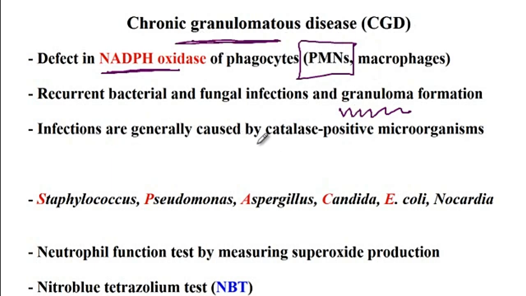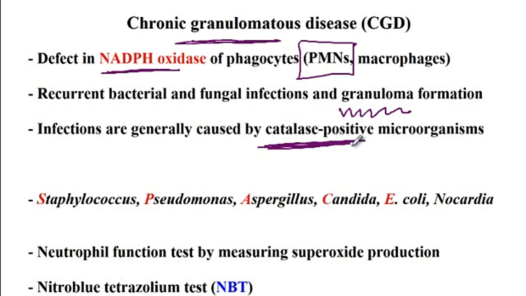Now, infections are generally caused by catalase-positive organisms. As I just discussed, the bacteria will produce hydrogen peroxide as part of their metabolic products, and thus CGD patients can still use H2O2 in order to produce hypochlorous acid and destroy those bacteria. However, those microorganisms that are catalase positive will break down H2O2 into water and oxygen, and since there is no more H2O2 left in CGD patients, they cannot destroy these microorganisms.